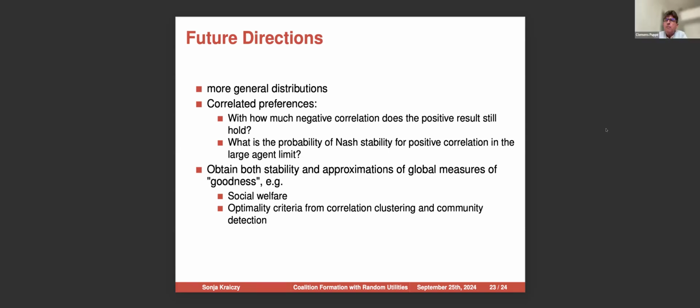Okay. Andrei Kostin, your question has been answered already, or is there something to add? Okay. Yeah. So then Peter has a question. What happens if the negative utilities are correlated? So some agents are hated by everybody. Can you say something, Sonja, on that case?